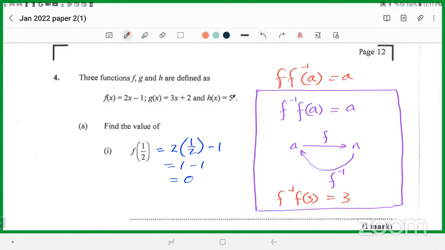They'll give a question like, what is f to the minus 1 of f of 2? And say state, you might just state it. You have to calculate nothing. The answer is 2. The answer must be 2.